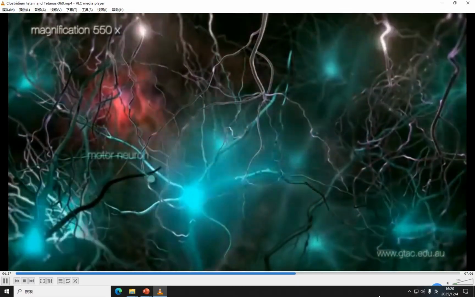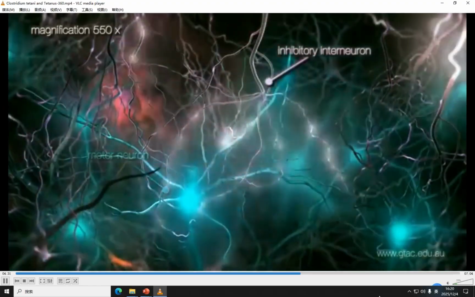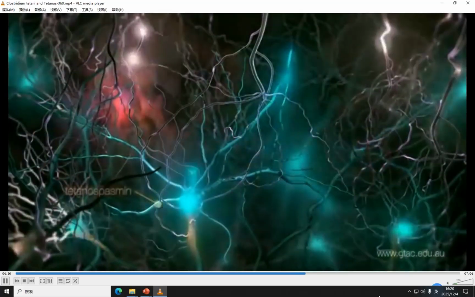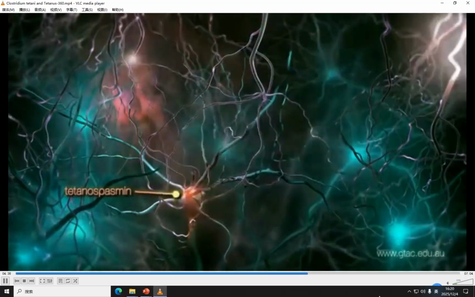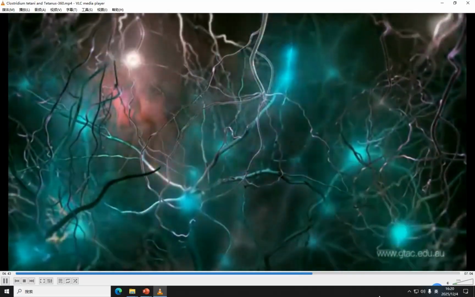In the spinal cord, the motor neurons are controlled by inhibitory interneurons. These interneurons prevent the motor neurons from constantly firing. Tetanospasmin toxins arriving in the motor neuron cell body interfere with the action of the inhibitory interneurons.